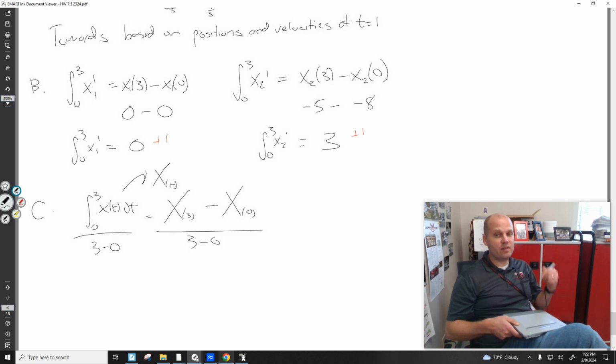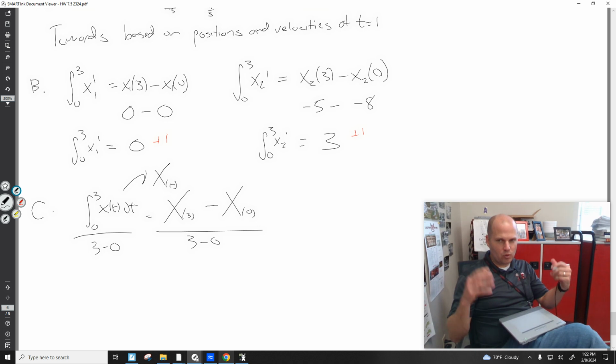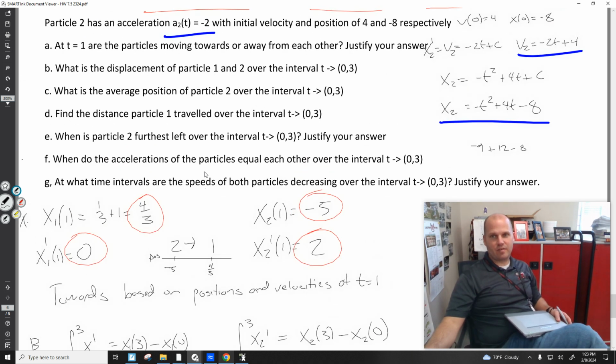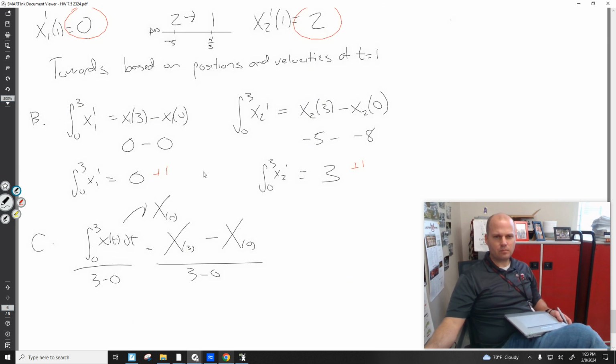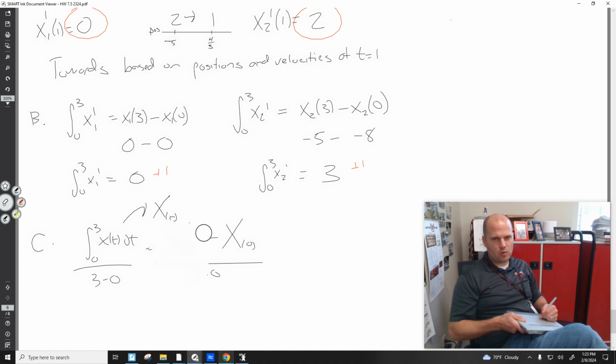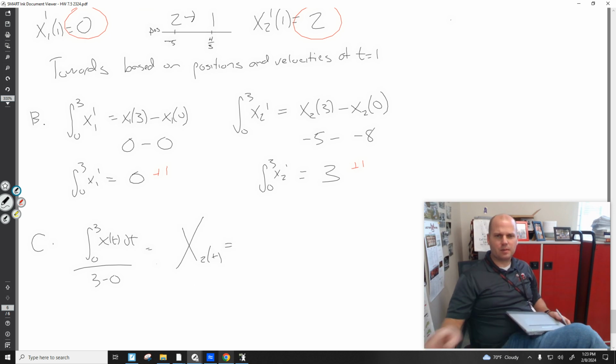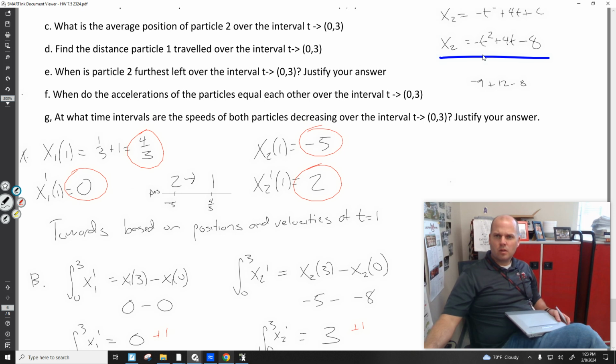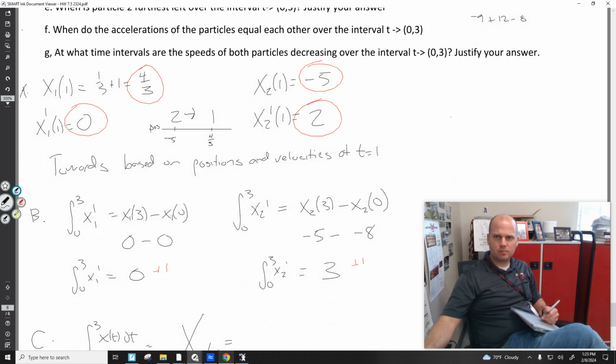The rate of change of big X is regular x. So the average rate of change of big X can be translated into the average x, the average position. We need the antiderivative of particle 2. So maybe if you want to do the work on the side, or you just want to go for it here, here's particle 2's big X: negative 1/3 t cubed plus 2t squared minus 8t.